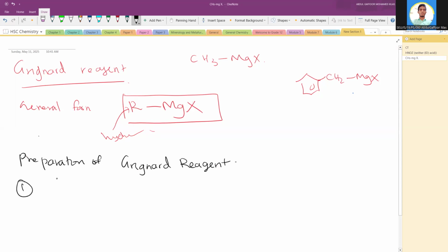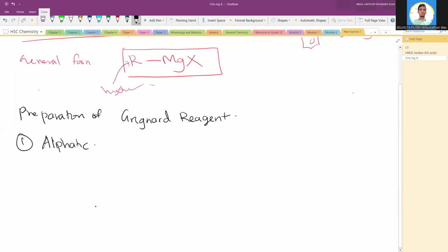Number one, aliphatic. Aliphatic Grignard reagent can be formed from methane gas. If it is aliphatic, we have to start with methane gas, CH4, and put Cl2 and sunlight. So this reaction should happen in the presence of sunlight.